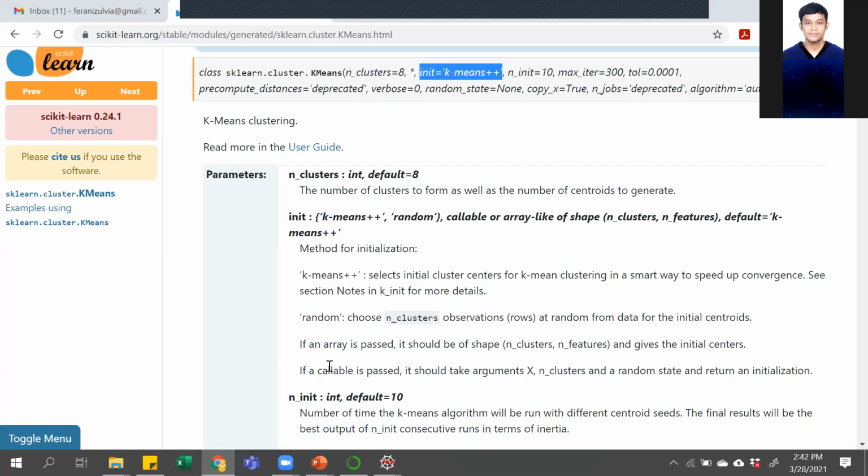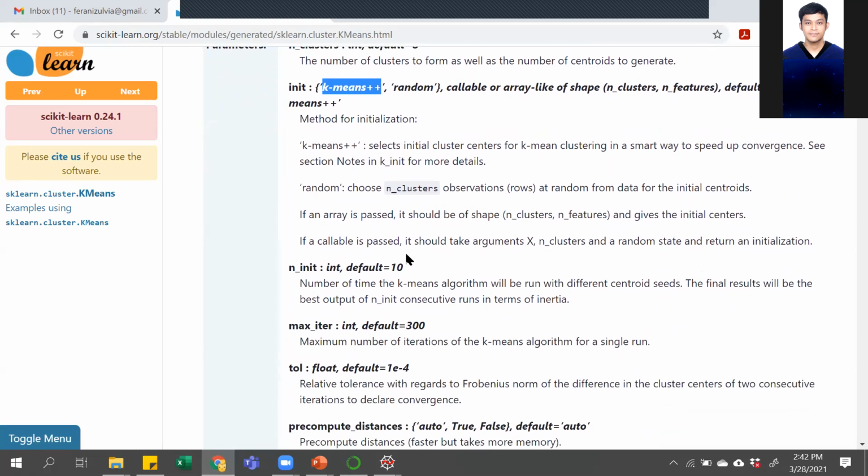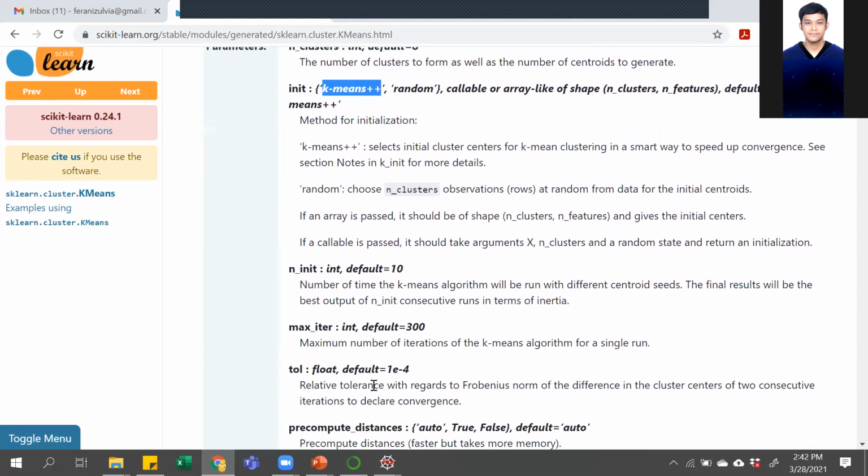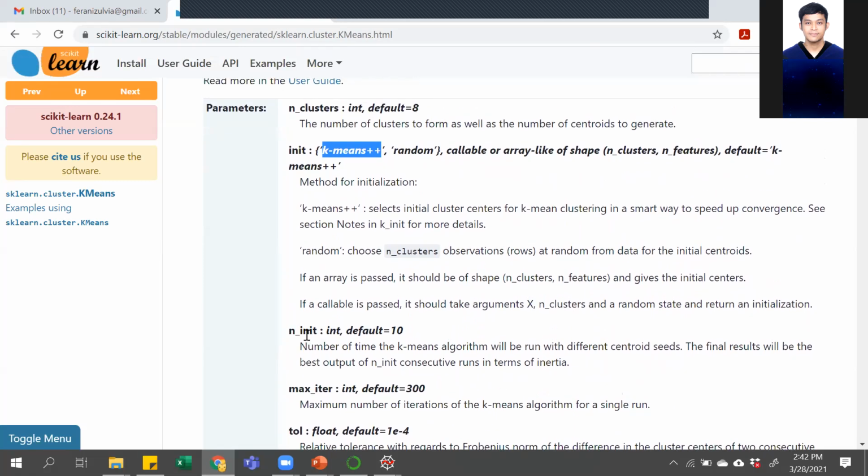Okay, and what else? Oh, only two. They only provide two: random or k-means++. Okay, and they also give us n_init, or number of initializations. The default is 10. What is this? This one is the number of times the k-means algorithm will be run with different centroid seeds.